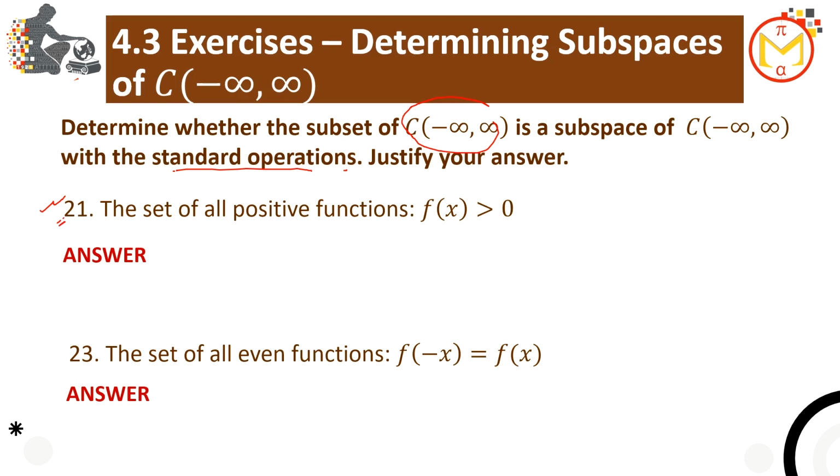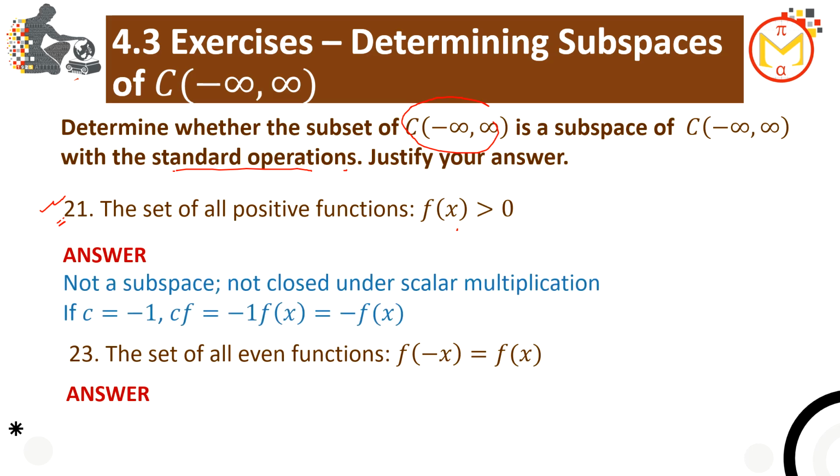I took all the problems here, no? So some of the problems. The set of all positive functions. So your f of x is positive. If that is positive, when you have the scalar multiplication of negative, it will not pass anymore. So it's not a subspace.